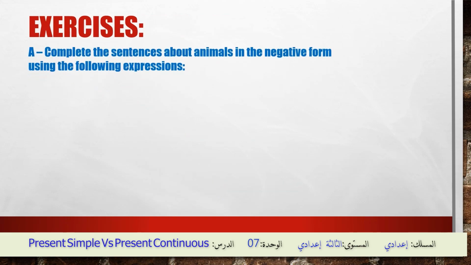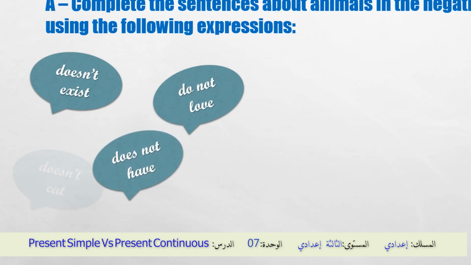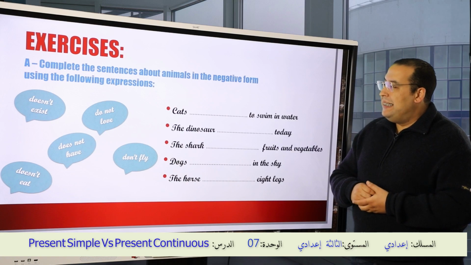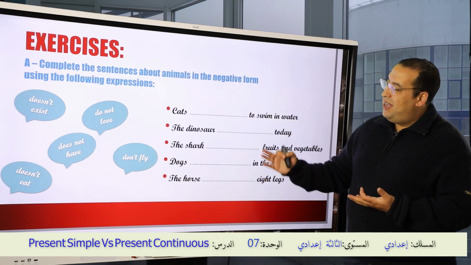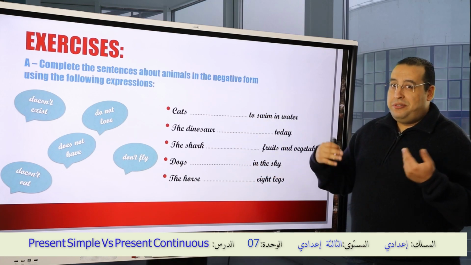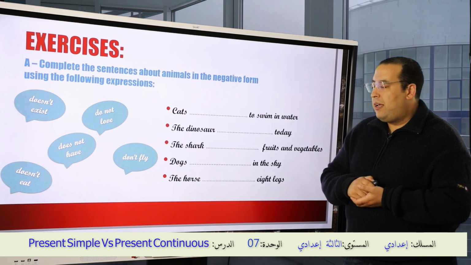Now let's do the exercise in which you have to complete the sentences about animals in the negative form using the following expressions. So you have some expressions like doesn't exist, do not love, does not have, doesn't eat, don't fly. Okay? And these are the sentences in which you have to use these expressions correctly, of course, and they are all about animals in real life. I will give you a few seconds to do this exercise, and then we will meet back.